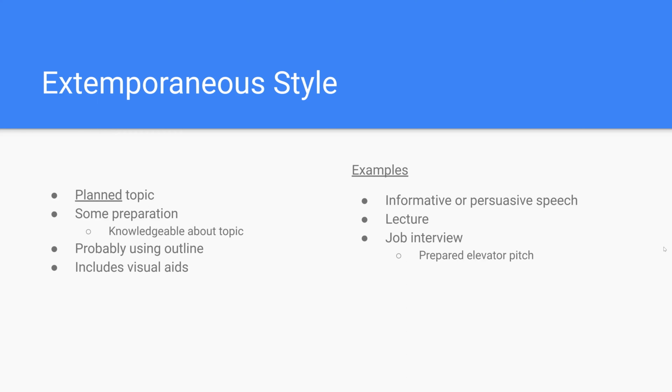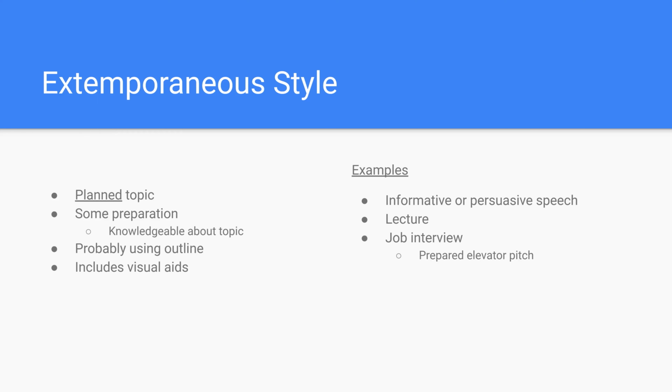A few examples, of course, would be the informative or persuasive speeches you gave, or if you're giving a lecture somewhere or asked to speak at an event, then that would be an extemporaneous speech probably. You wouldn't necessarily read word for word from a set of notes or a piece of paper or anything. There are some instances, as we saw with your special occasion speeches, where those would be a manuscript style where you're actually reading something that you prepared at least somewhat ahead of time.